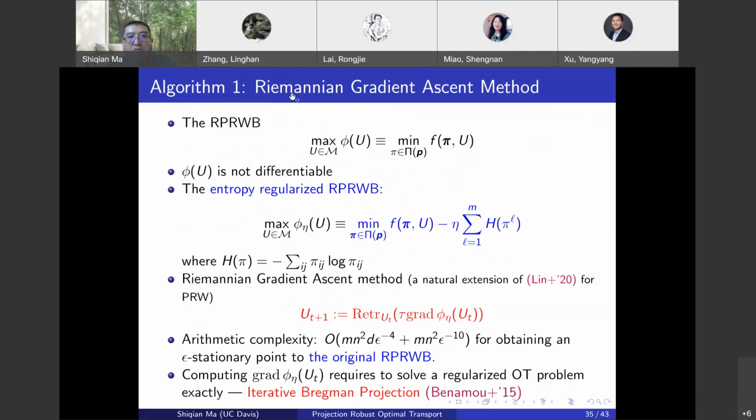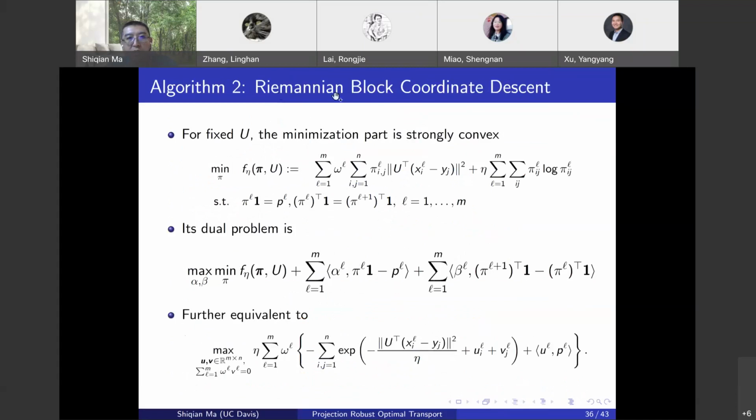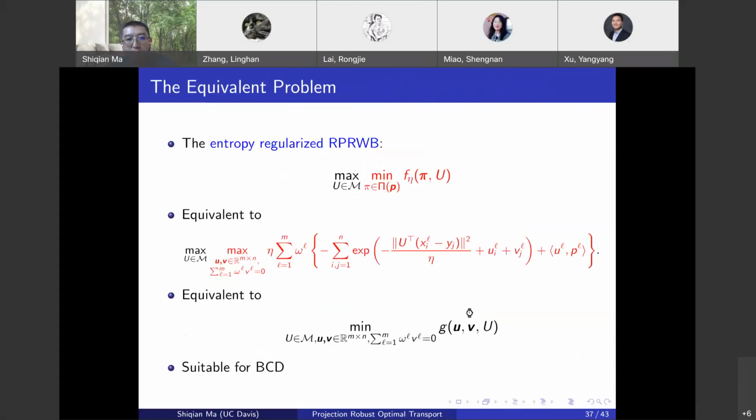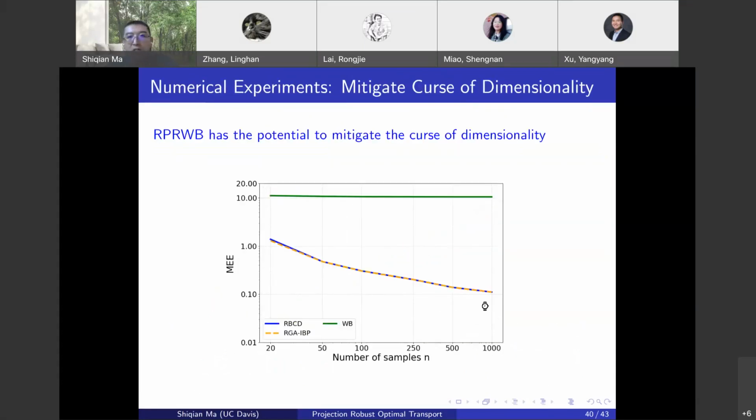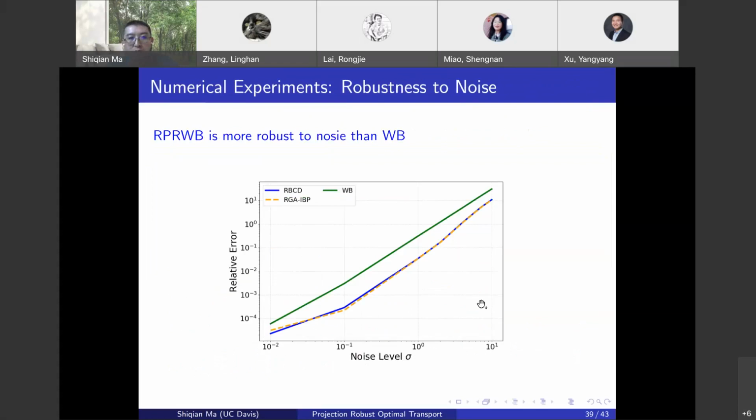That's what we did in our paper. We proposed the Riemannian gradient ascent method, and also another method, the Riemannian BCD method, for solving this relaxed projection robust Wasserstein Barycenter problem. They're quite similar to the previous one, so I'll skip those details. Finally, let me show you some numerical results.